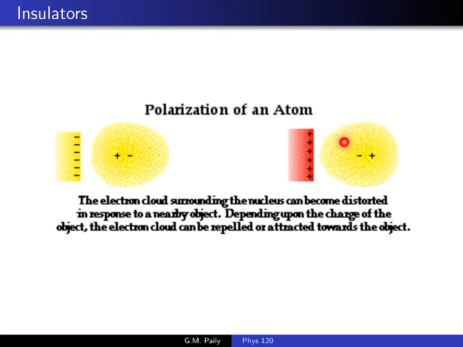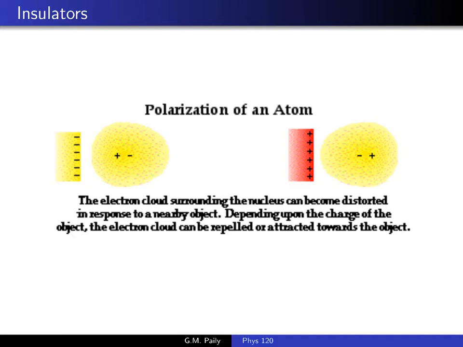Similarly, if you bring the atom near a positively charged object, the electron cloud distorts towards the positive charge. And once again, there is a separation between the center of the positive charge and the center of the negative charge. This separation is incredibly tiny because it is less than the size of an atom. So it's on the order of tens of picometers. This process of the separation of charge is called the polarization of the atom.